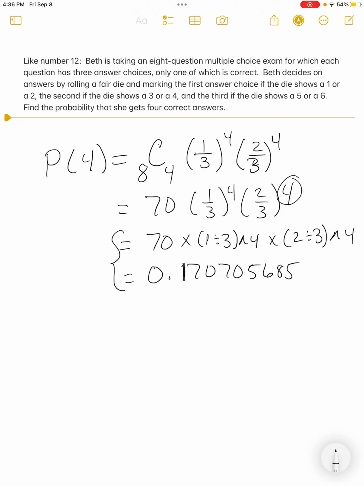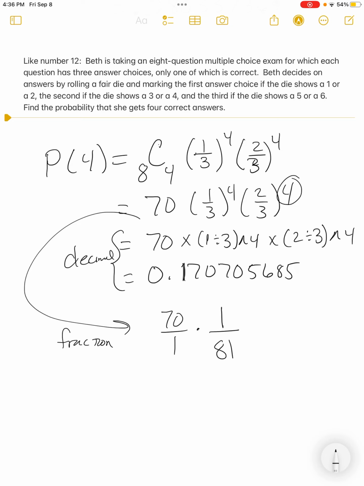If I look at it, so right, this is decimal. If I look at it and it says, hey, do it as a fraction, okay. 70 over 1 is how I'd write that as a fraction. Times 1 to the 4th is 1. 3 to the 4th is 81. 2 to the 4th is 16. 3 to the 4th is 81. Let me just check that I'm remembering those right. Yeah, 3 to the 4th is 81. 2 to the 4th is 16.